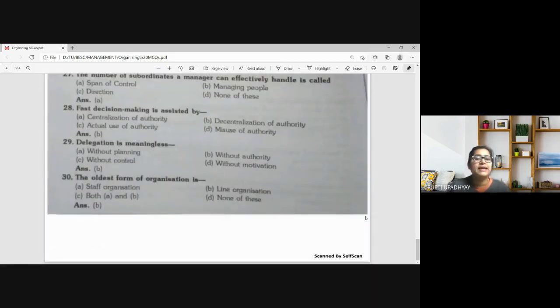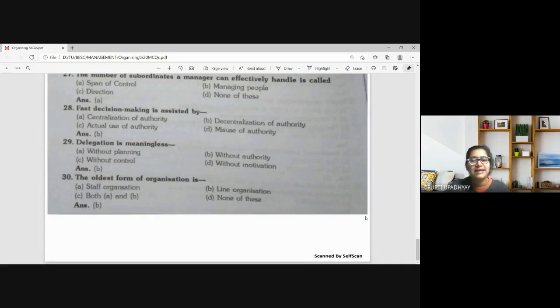Fast decision making is assisted by A, centralization of authority, B, decentralization of authority, C, actual use of authority, D, misuse of authority. If you want to take the decisions fast, it should be decentralized. Decentralization of authority is the correct answer. Delegation is meaningless A, without planning, B, without authority, C, without control, D, without motivation. Delegation is meaningless without giving the authority to the person so that he can complete the task.